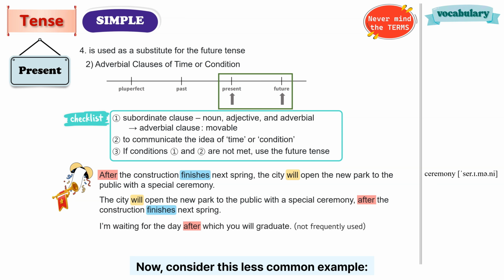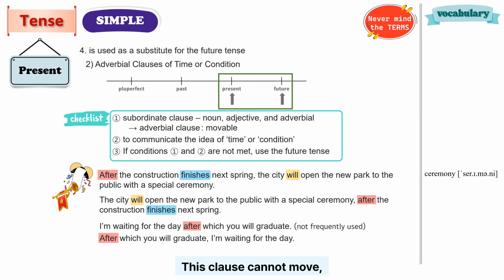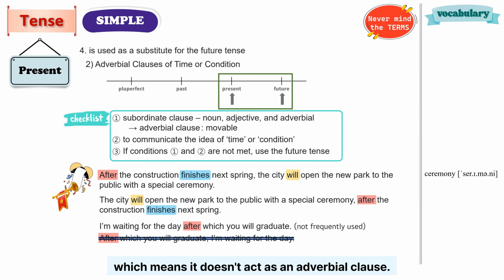Now consider this less common example. I'm waiting for the day after you graduate. This clause cannot move, which means it doesn't act as an adverbial clause. Therefore, the future tense remains as it is.